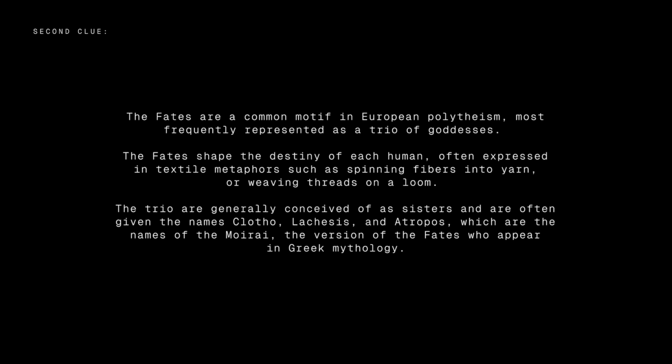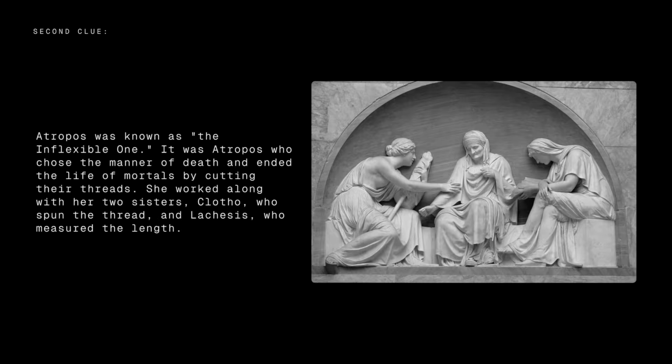The fates are a common motif in European polytheism. Most frequently represented as the trio of goddesses, the fates shape the destiny of each human, often expressed in textile metaphors such as spinning fibres into yarn and weaving thread on a loom. The trio are generally conceived of as sisters and are often given the names Clotho, Lachesis and Atropos, which are the names of the Moirai, the version of the fates who appeared in Greek mythology.